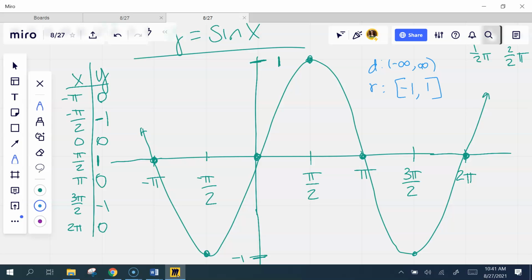Everybody okay? Wait, does it have 2 horizontal asymptotes? Does it have horizontal asymptotes? No, it doesn't have any horizontal asymptotes. It doesn't have any vertical or horizontal asymptotes. It is bounded. How is it bounded? It's bounded above and below. Whoa, Stacy.